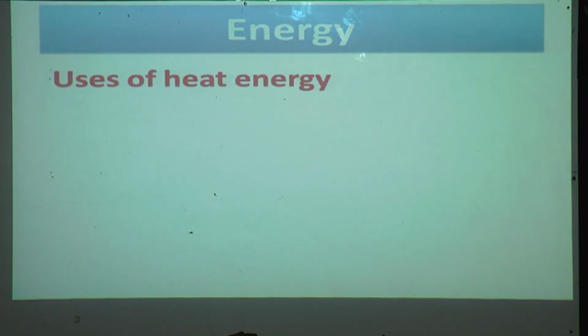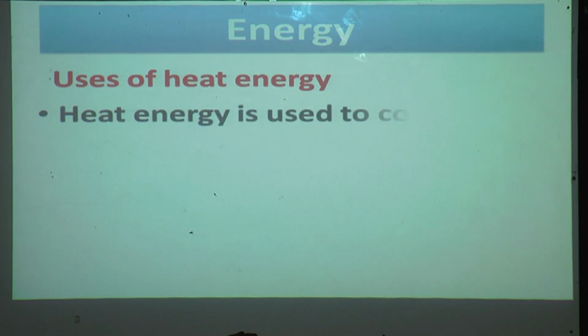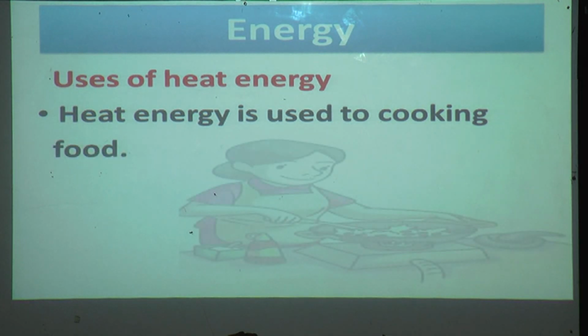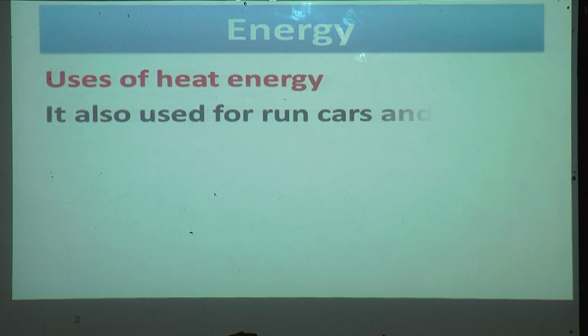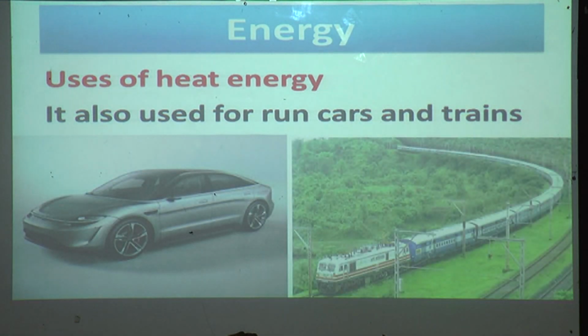Now we will see the uses of heat energy. Heat energy is used to cook food. Yes, we use gas. Just now we have seen that from gas we get heat energy. From that gas we get heat and the food will cook. It is also used to run cars and trains. Yes, with the help of petrol the car will run, and for running the trains we use coal.